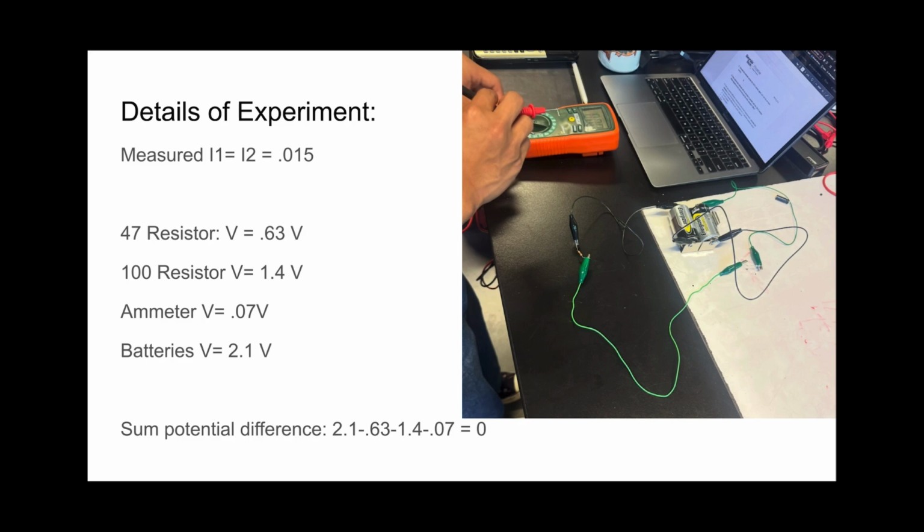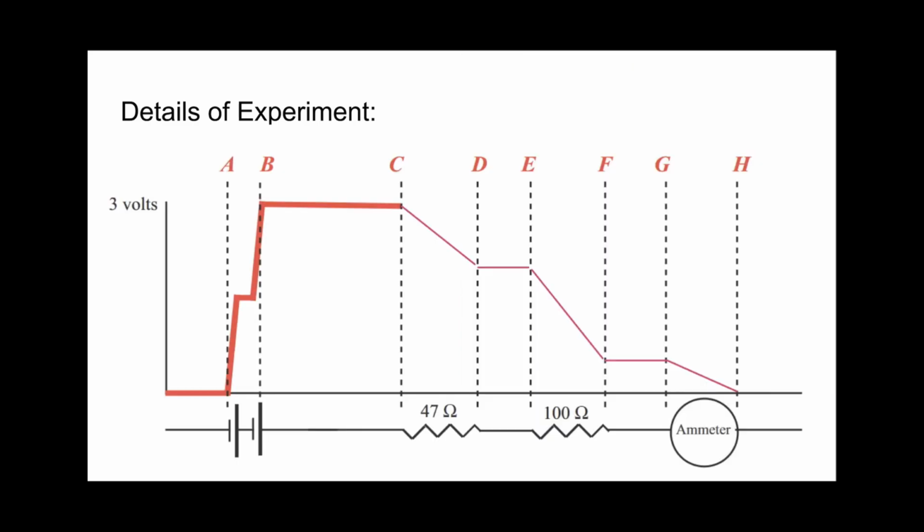0.0204. Details of experiment. So the I measured equals 0.015. My resistors, the values you see are the potential difference for each resistor, the ammeter, and the battery, and that was found using the device we were given. And then the sum of the potential differences was 0 across the entire circuit. So across my entire circuit, all those potential differences in voltage sum to 0.